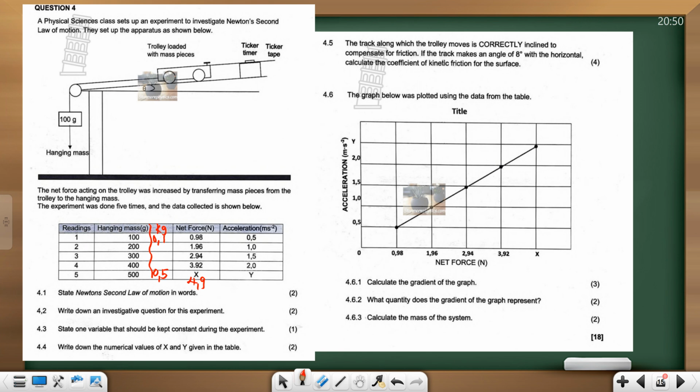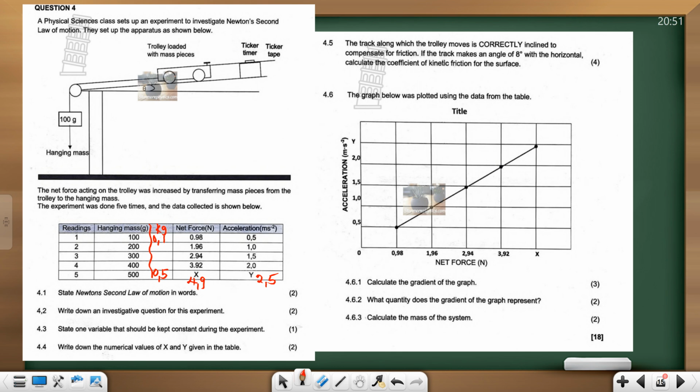Now, if you look at the acceleration, you can see a constant change from 0,5 to 1, 1 to 1,5, 1,5 to 2, therefore 2 to what? 2,5. 2 marks. Calculate the gradient of the graph. I'm sure that is easily doable.